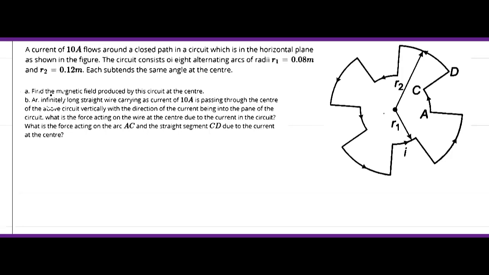Okay, now what we need to find is the magnetic field produced by the circuit at the center. So what is the value of the magnetic field at the center? We need to find the value of the magnetic field, B, at the center.